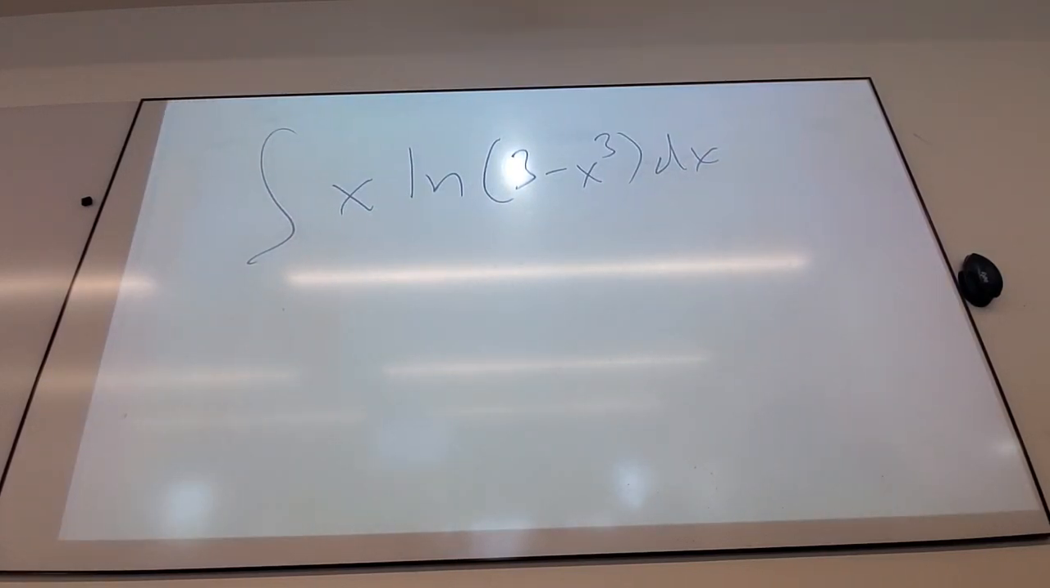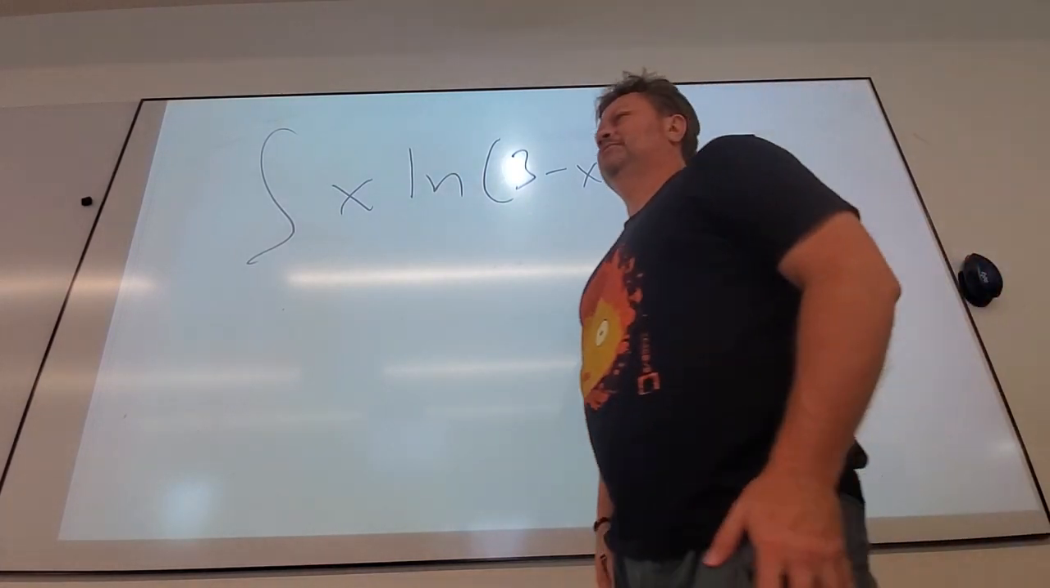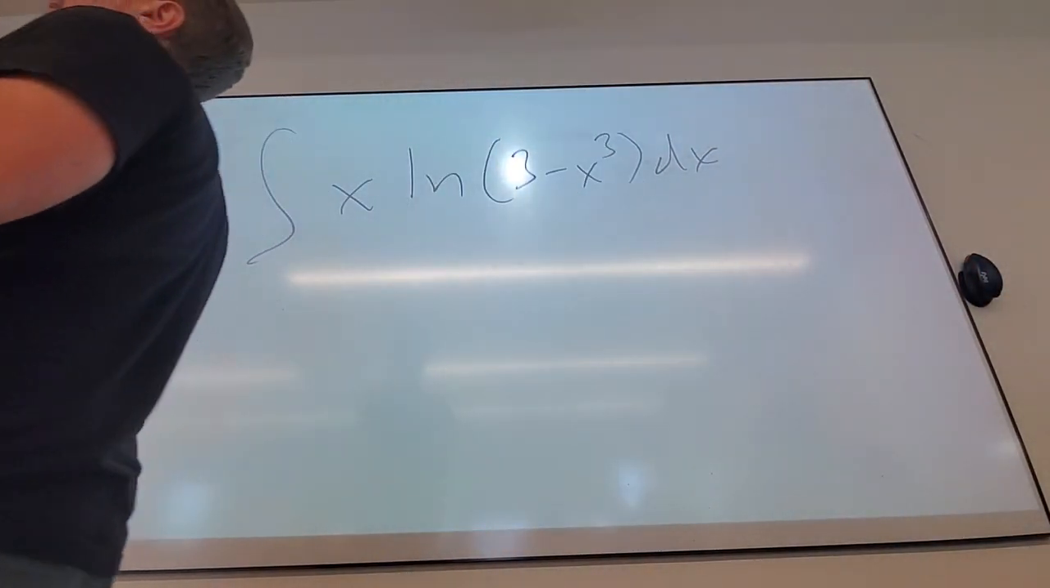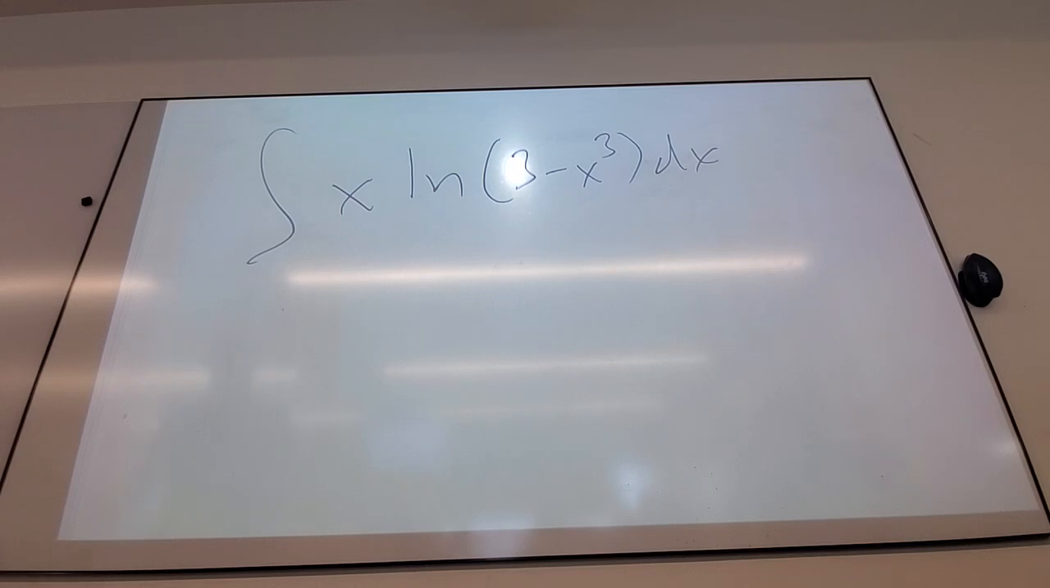This is wrong for so many reasons, but it's okay. Even if it would have made it, you couldn't have done it. But why do you immediately know you cannot do this? What would you let u equal? 3 minus x cubed. And what's that guy's derivative?